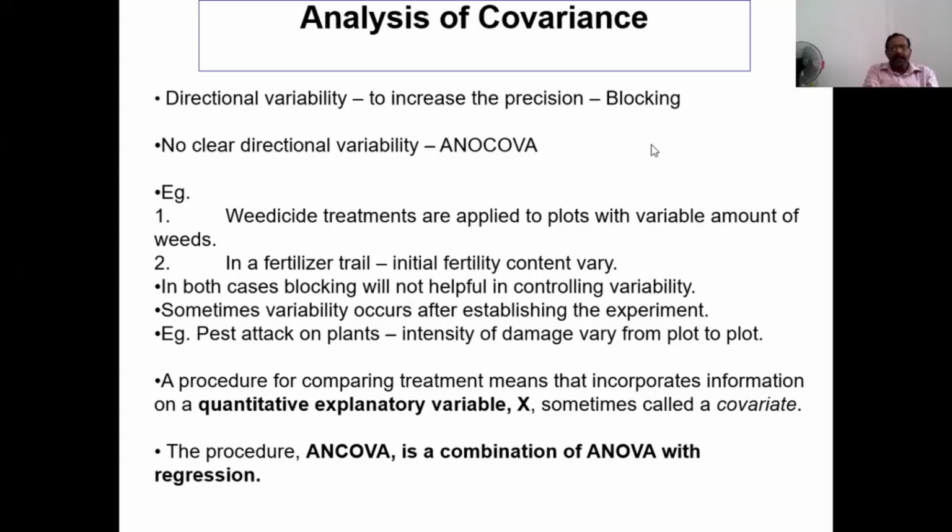Today, this is also one of the very important designs. This is actually a combination of designs, called analysis of. Earlier we learned about, right? Throughout the earlier cases, we learned about analysis of what?